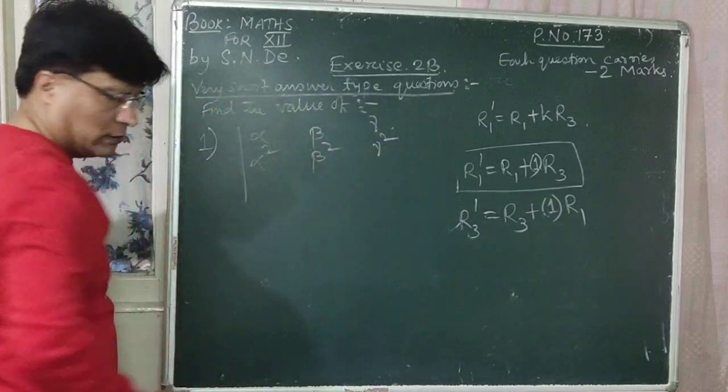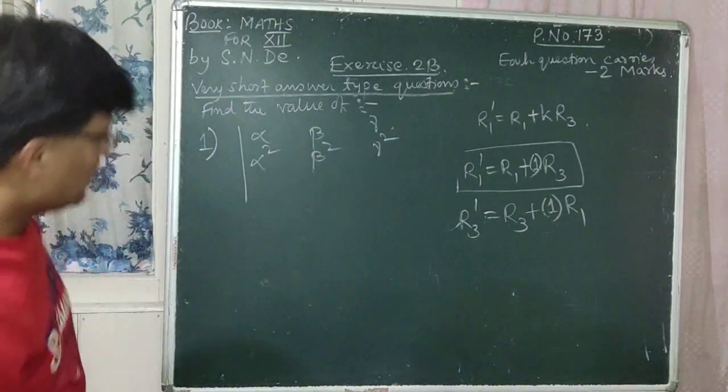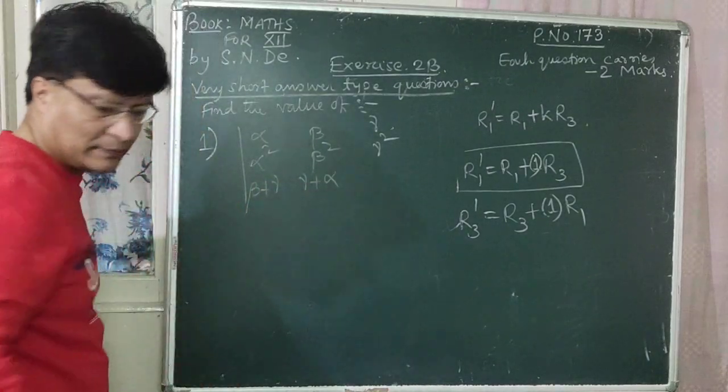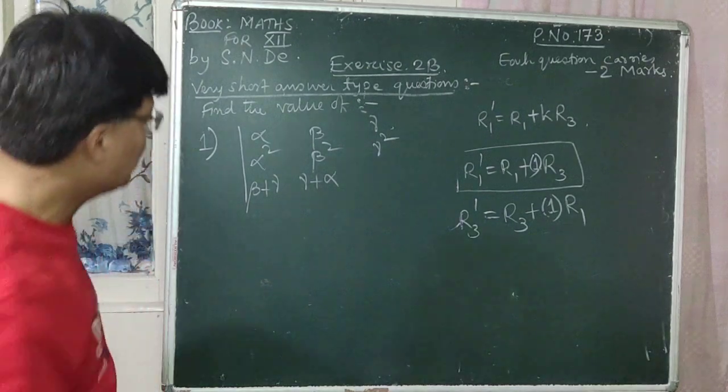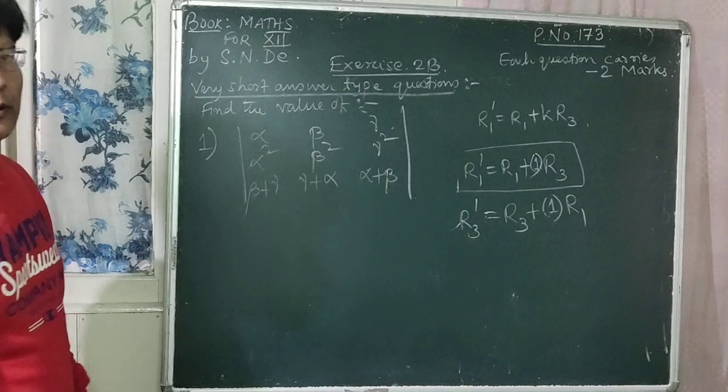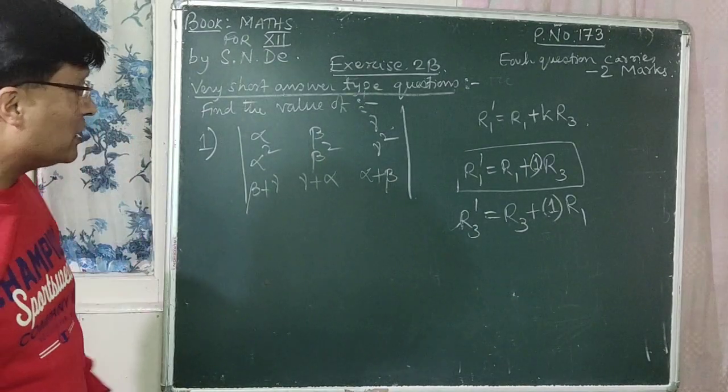But if it is 1, you don't have to write it. The multiplier may be 1, it may be 2, it may be 3, it may be a fraction also. It depends upon the problem. Is it clear now? So again, I am writing the question, right?